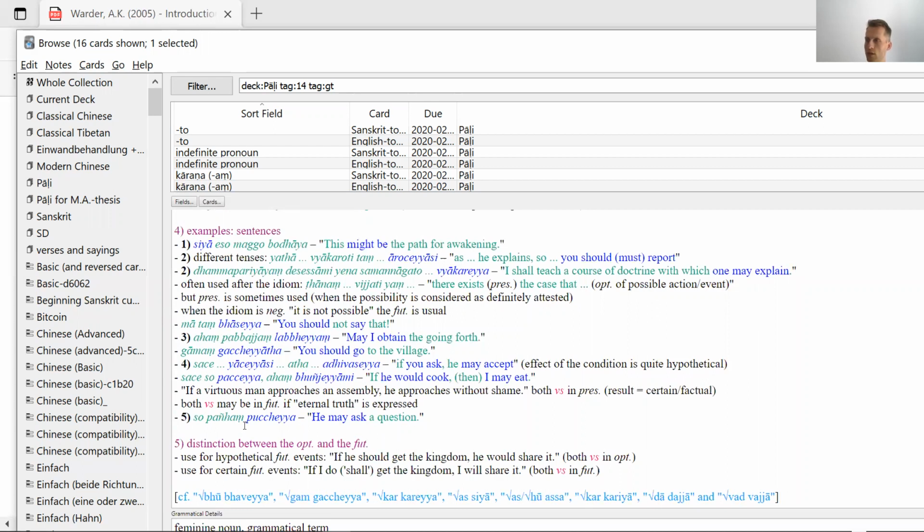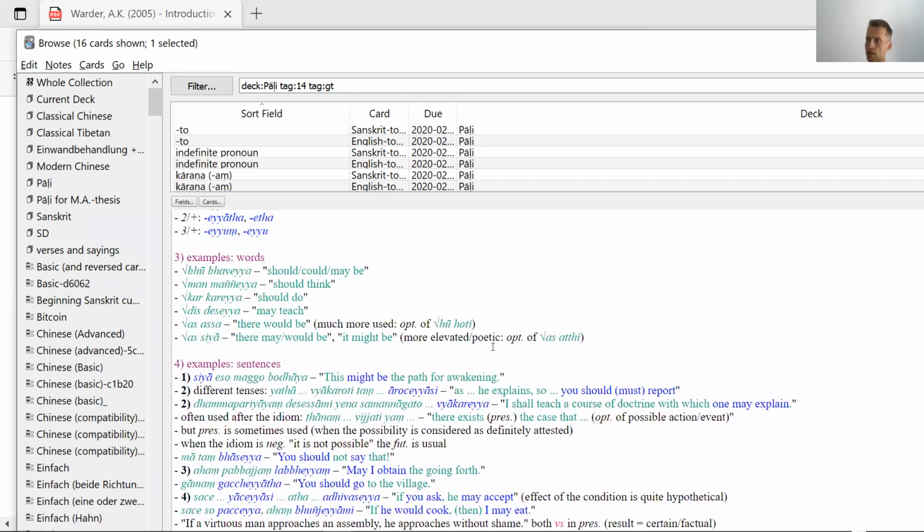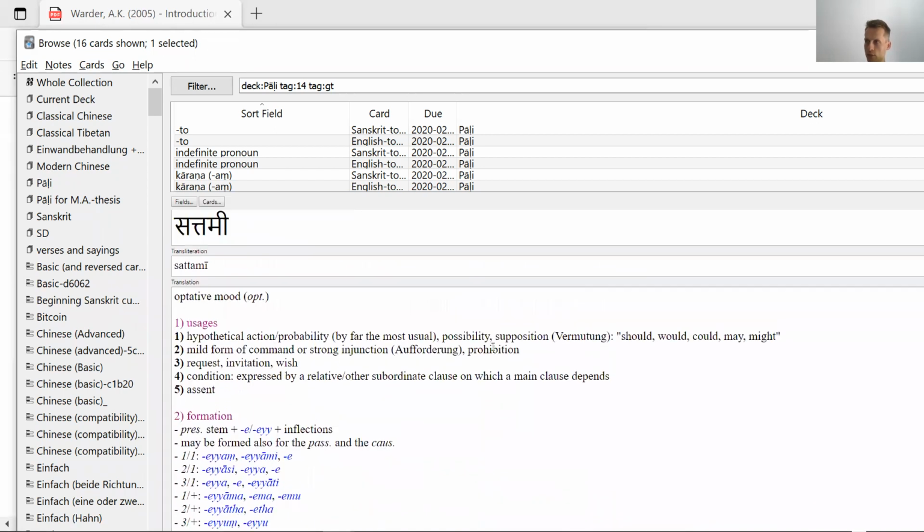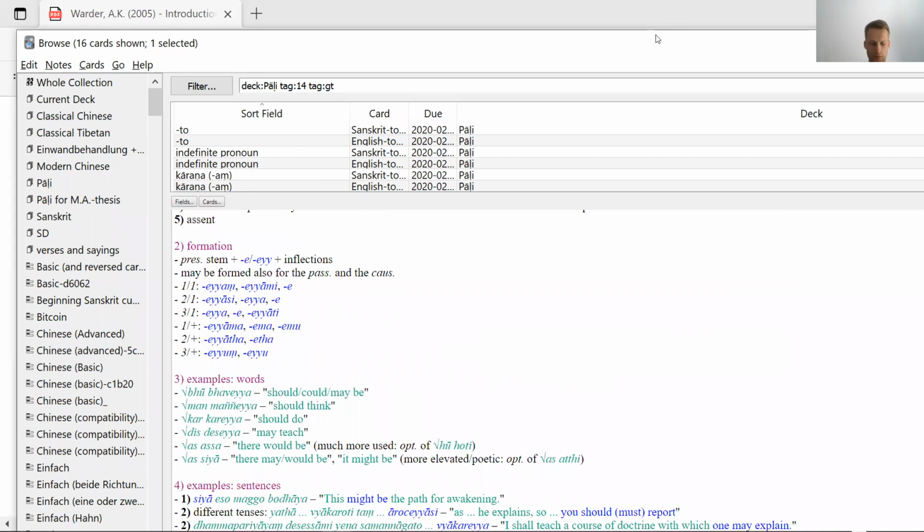Now, the distinction between the optative and the future tense is that the future is more used for certain events. So if I do get the kingdom, I will share it. Both verbs would be in future, whereas the optative, like I said before, is used more for hypothetical futures. If he should get the kingdom, he would share it. Or if he were to get the kingdom, he would share it. So there's a bit of a distinction between future tense and optative. Okay. Bon dasanaya, tava bhaveyya, subham mangalam.